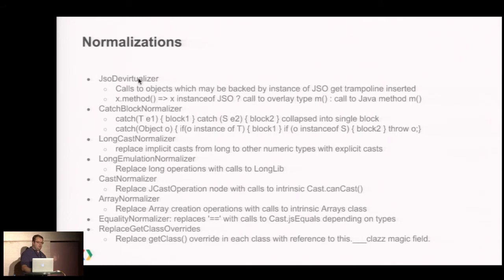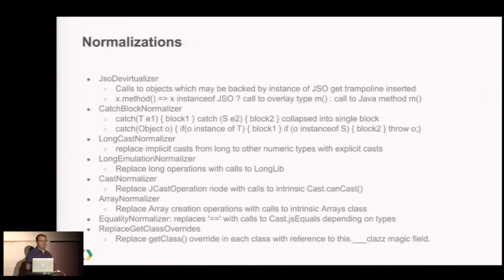Well, there are these things called normalizers, which rewrite the program after optimizations so that JavaScript can actually execute Java semantics. For example, with the catch block normalizer, we collapse multiple catch blocks into one catch block, and we just put an if-else cascade. So if it's an instance of runtime exception, then this. If it's an instance of array bounds exception, then this. And so on. That's a fairly simple transformation.